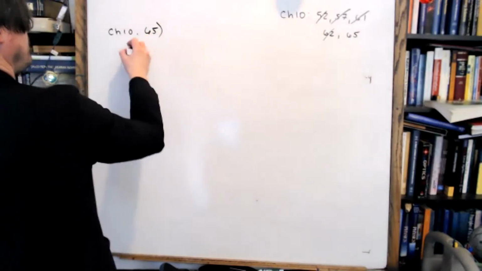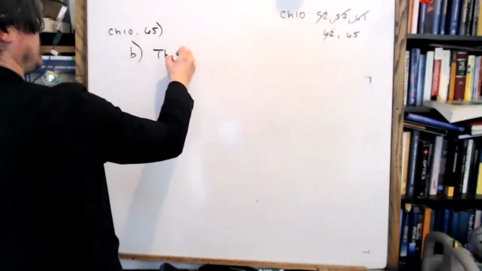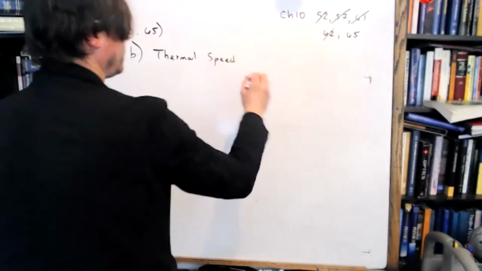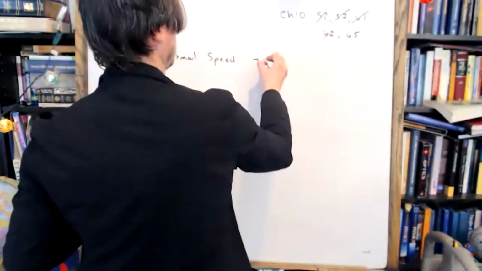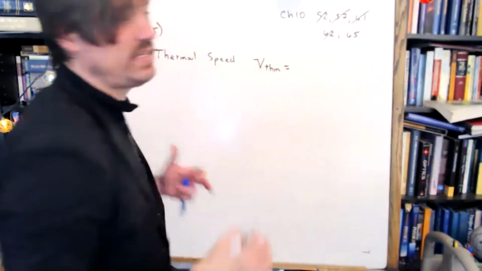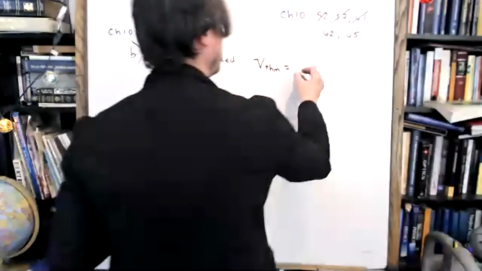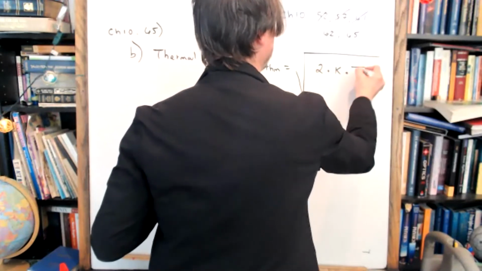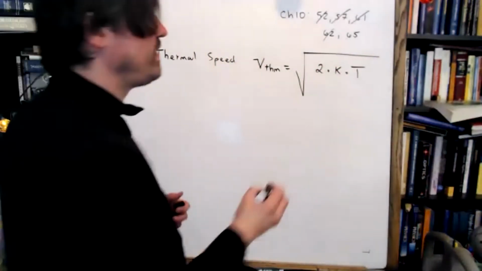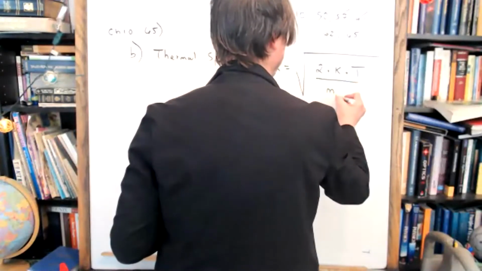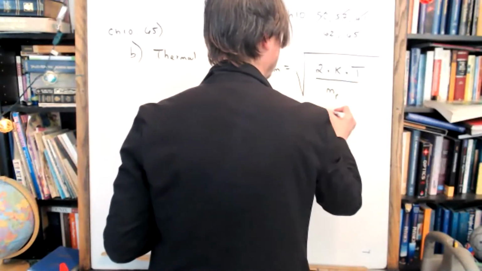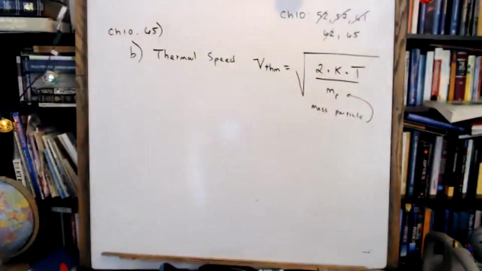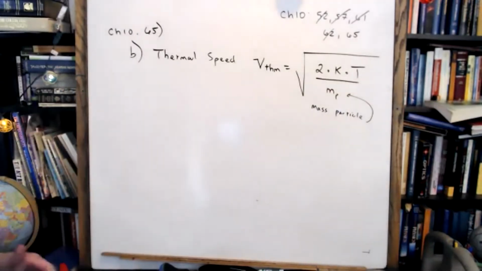Before you read it, Ian, introducing the thermal speed of the gas, it's a representative speed of the gas particles. And the formula is the square root of 2 times the Boltzmann constant times the temperature divided by the mass of the particle, square root thereof. That's your gas particle. Ian, take it away.